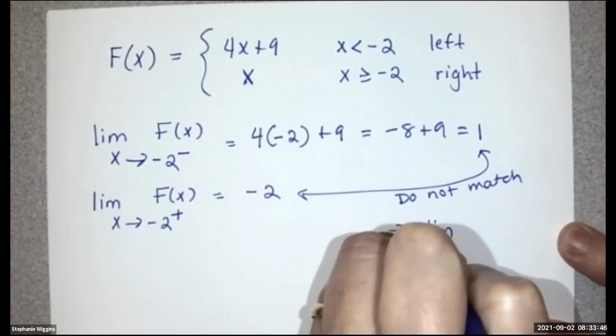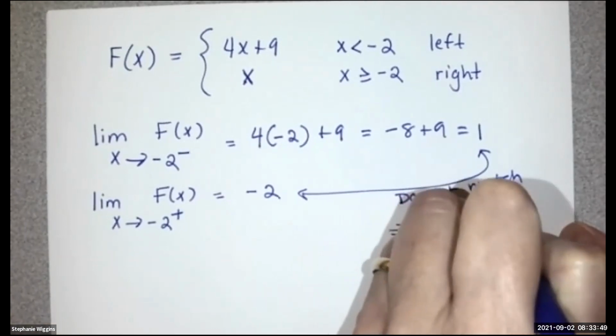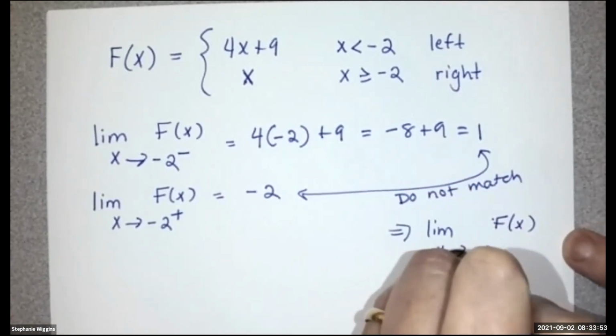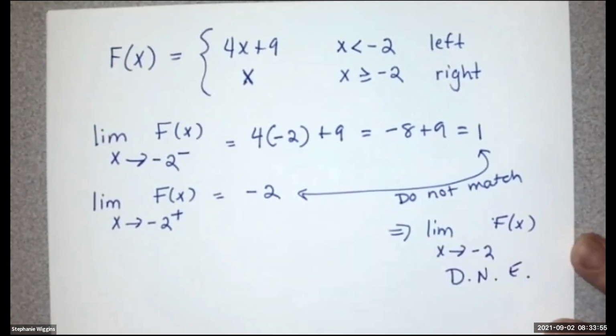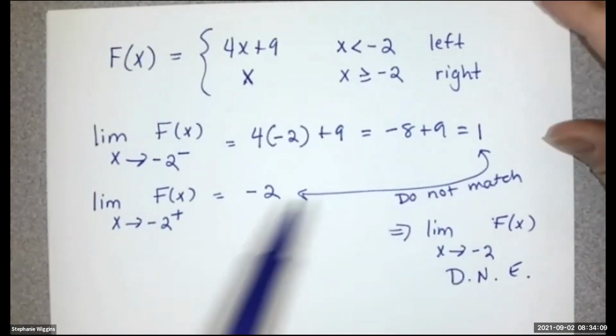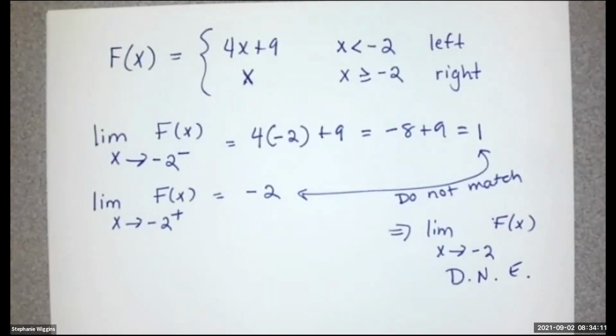So the limit as x approaches -2 of your function f of x does not exist. Make sure you understand that. There are a lot of problems like this where you have to decide which one is the left and right and then calculate the limits. Okay, so make sure you understand that.